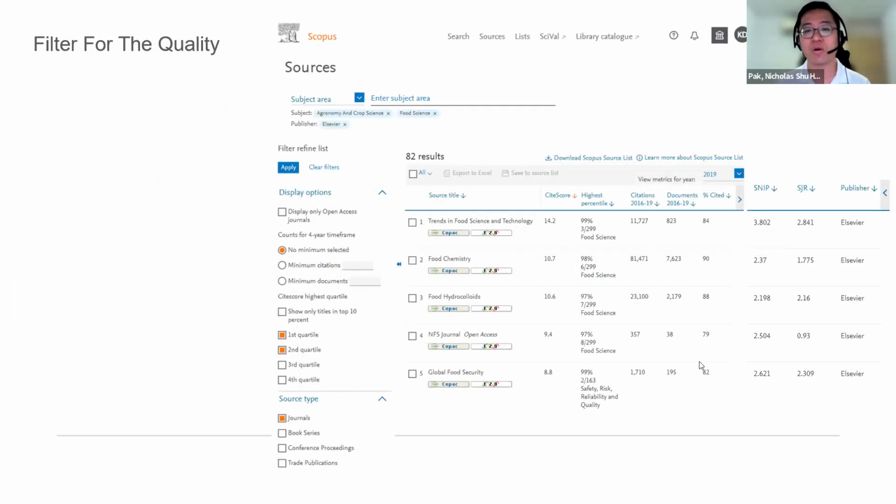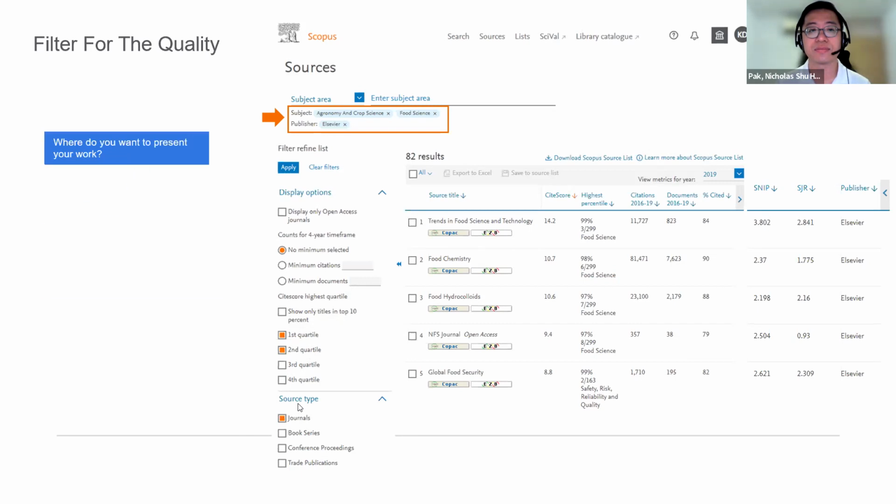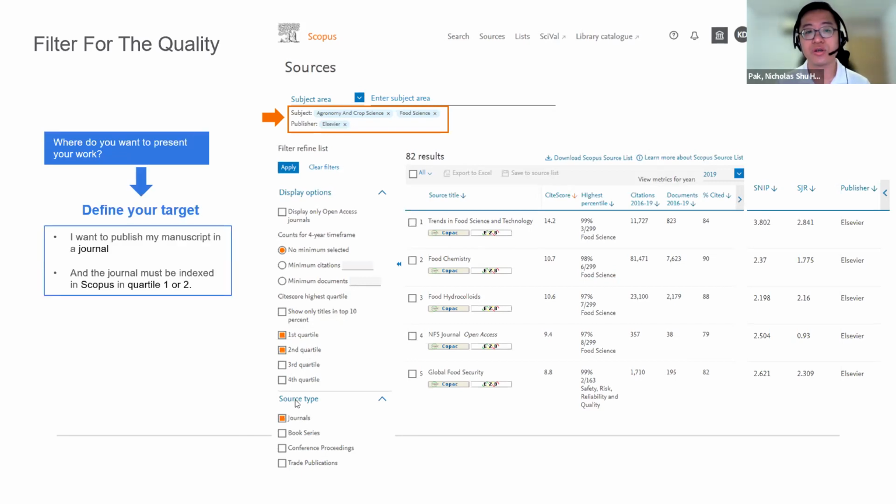You can also filter by quality by looking at, say, you can only display, for instance, only open access journals if you want. You can showcase the titles at the top 10%, or commonly first quartile and second quartile, and then you filter it by journals itself. So the reason why you're doing this is because you want to publish your manuscript in a journal which is indexed in Scopus in quartile 1 or quartile 2.